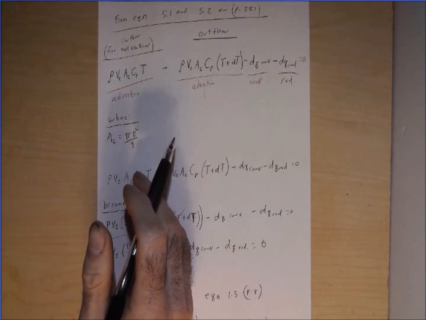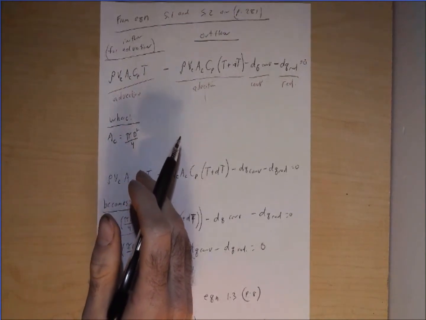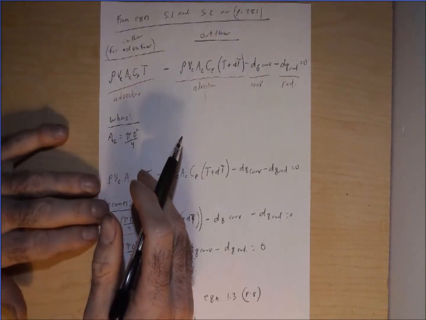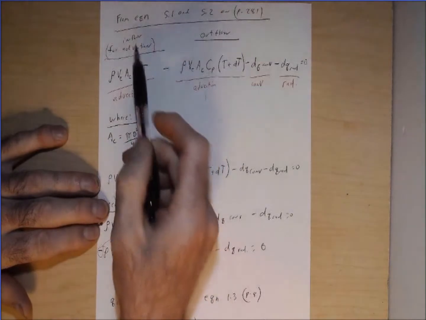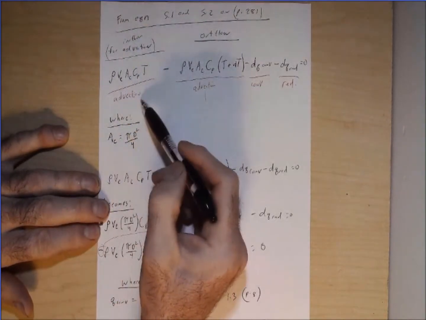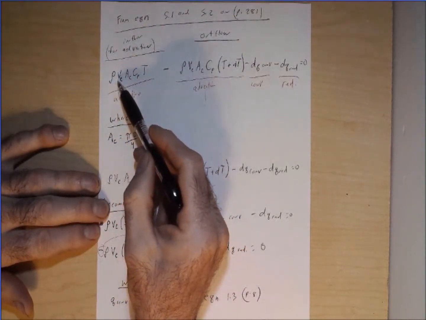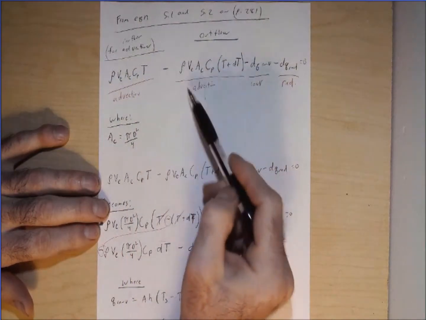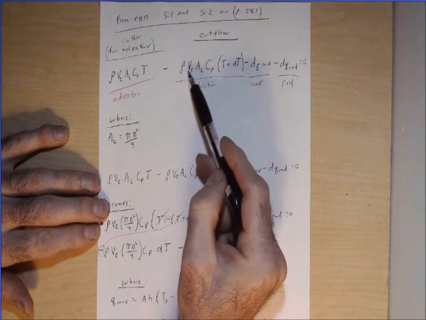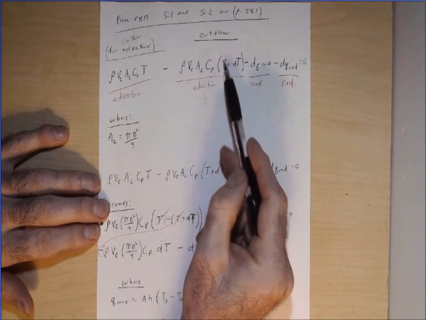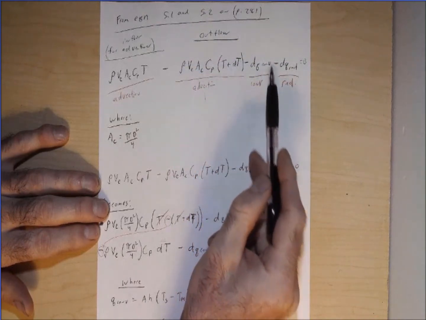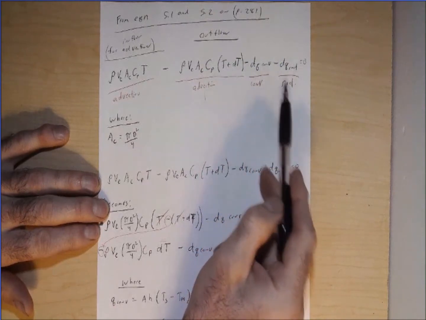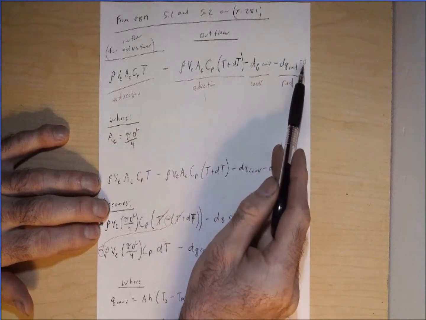For the next part of our solution, we move to equations 5.1 and 5.2 on page 281 of our textbook. So we have our inflow and our outflow. In our inflow here for advection, we have rho, V sub E, A sub C, C sub P, and T. Minus, for our outflow, we have another advection term, where we have rho, VE, AC, CP, and now T plus dT. Then for our convection part, we have dQ convection, and minus our radiation, dQ radiation, is all equal to 0.